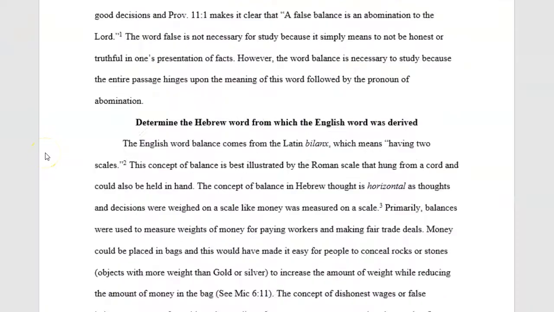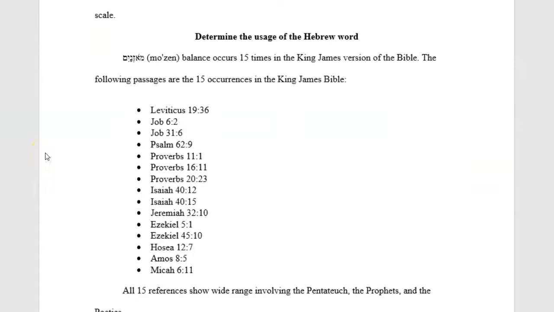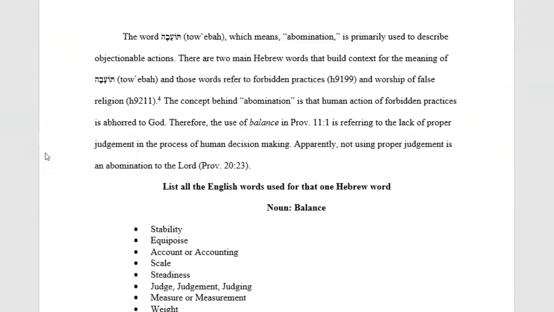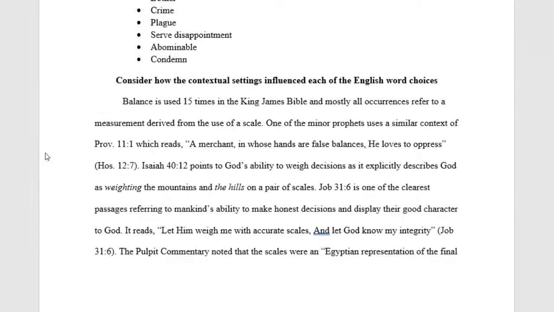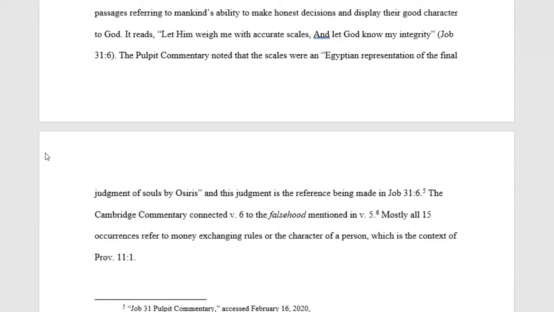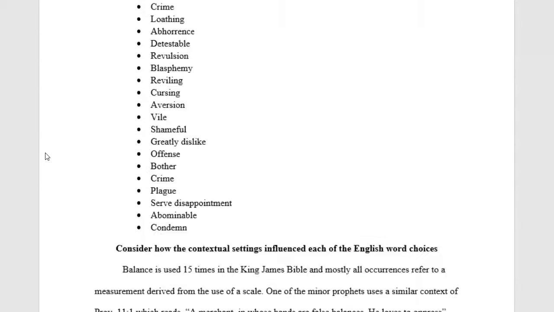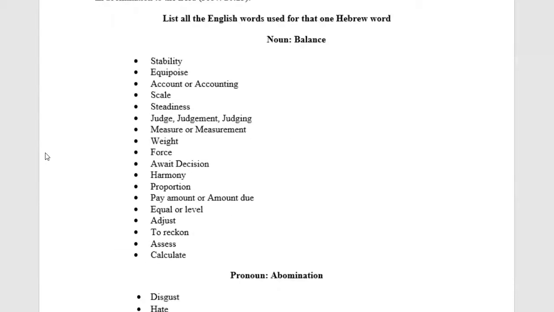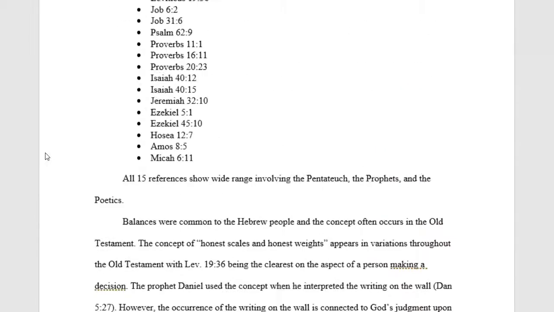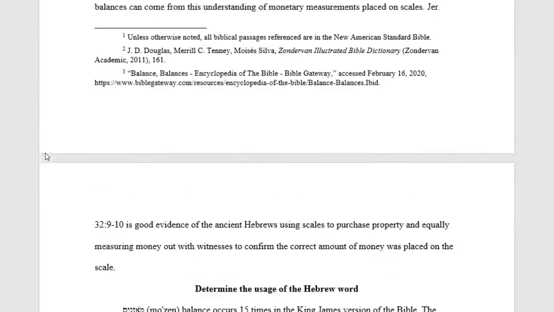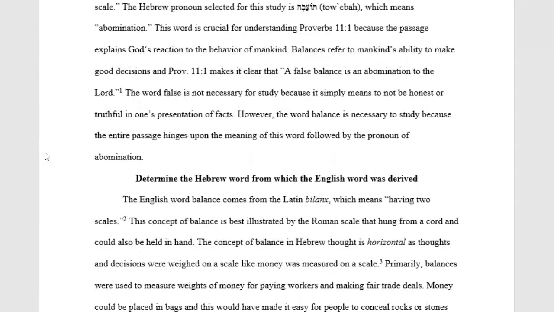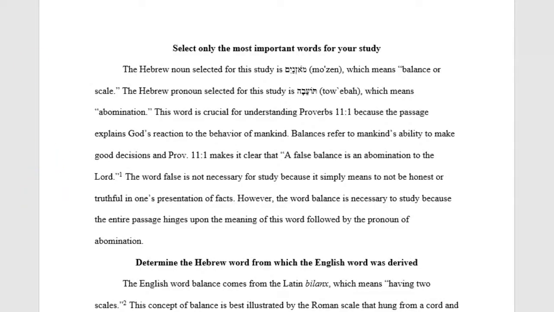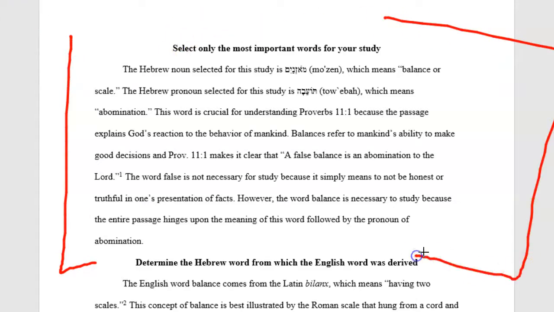When we come to the Word document, the first thing I want you to notice is that there is a lot of information in this document. There's about 1,000 words or so, and it's pretty much all technical information about the word balance. The reason I want to show you this is because when you do a word study, this is what you should be doing. This is how your word study should be done, and this is what it should look like at the end. Everything should be nice and neat in paragraph form, and so on.